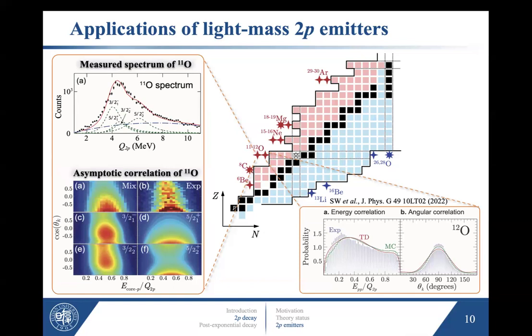So of course, the theories can give some predictions, but in order to test these predictions, we compared the asymptotic correlations with the experimental observables. We found that none of these individual states can reproduce the experimental correlations, but only if we mix them together is it well reproduced. So this proves that the resonance peak might contain multiple states.